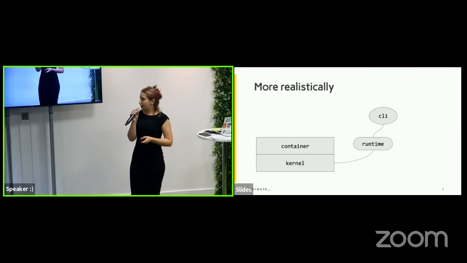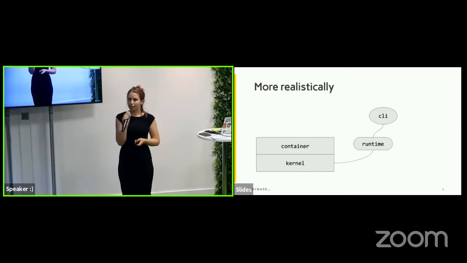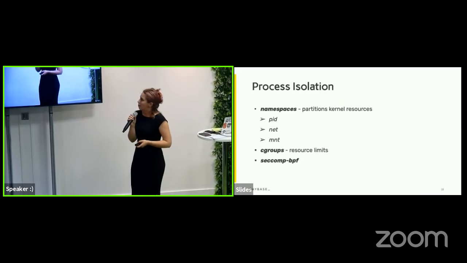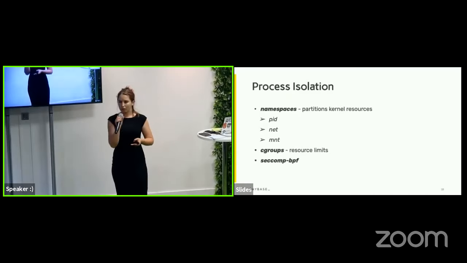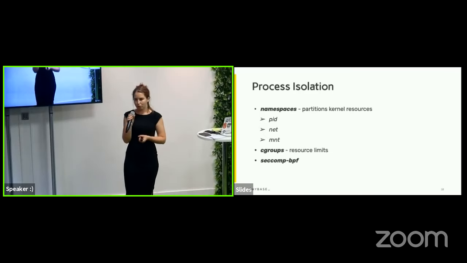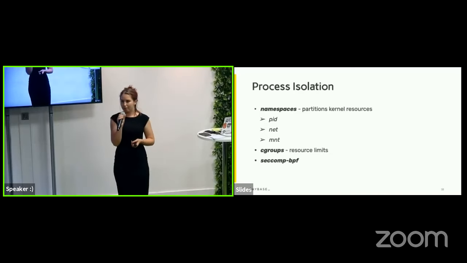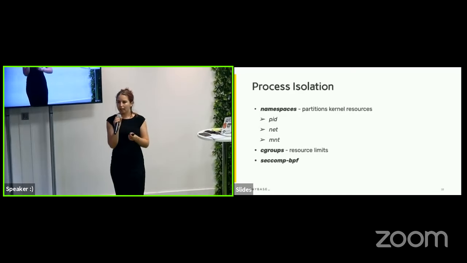Now, there are a few features of the Linux kernel that give us these containers. They give us the process isolation in order to create containers. Here we're talking about namespaces, not Kubernetes namespaces, but Linux kernel namespaces, which partition the kernel resources. And we have three types of namespaces. We have PID namespaces, which take care of the process ID numbering so that different processes can have the same process ID in different namespaces.